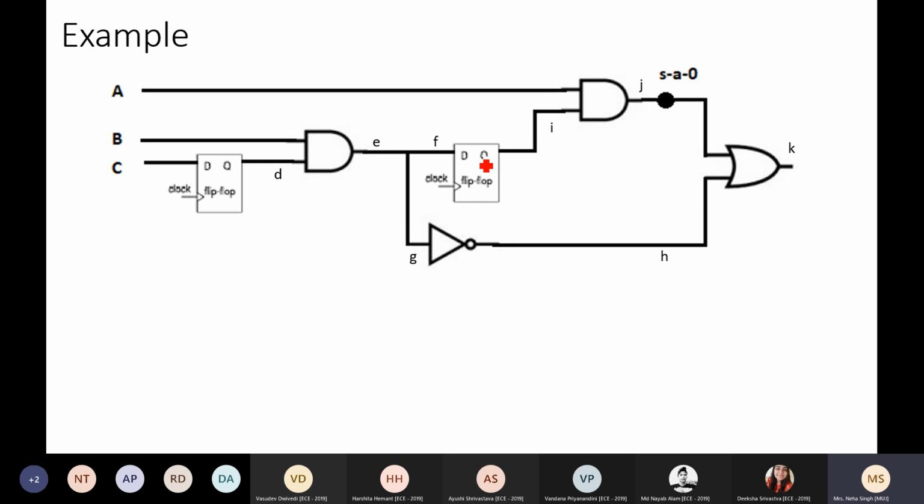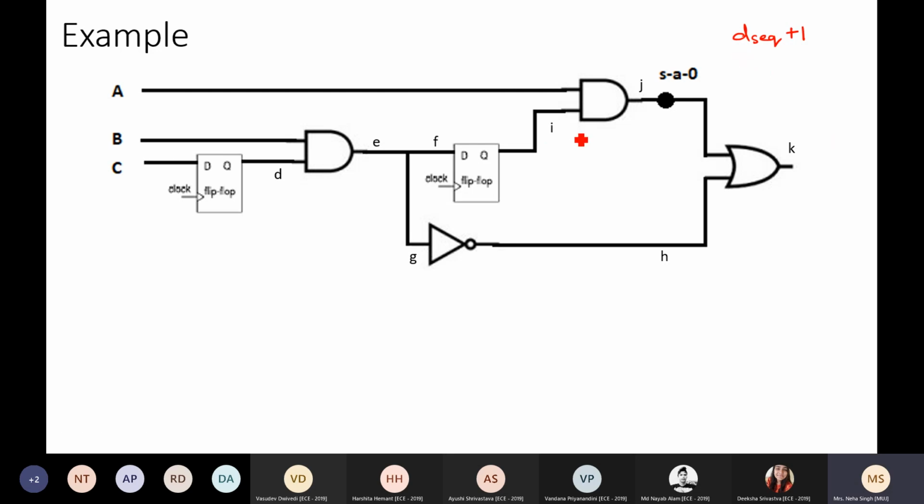So the sequence depth of this flip-flop will be 2. Here the sequence depth is 1. The greater the sequence depth, the more complex it is to determine the output, meaning the test pattern. So if my sequence depth is 2 here, it means at least 3 patterns, the sequence depth plus 1. These many patterns will be required to detect one fault.